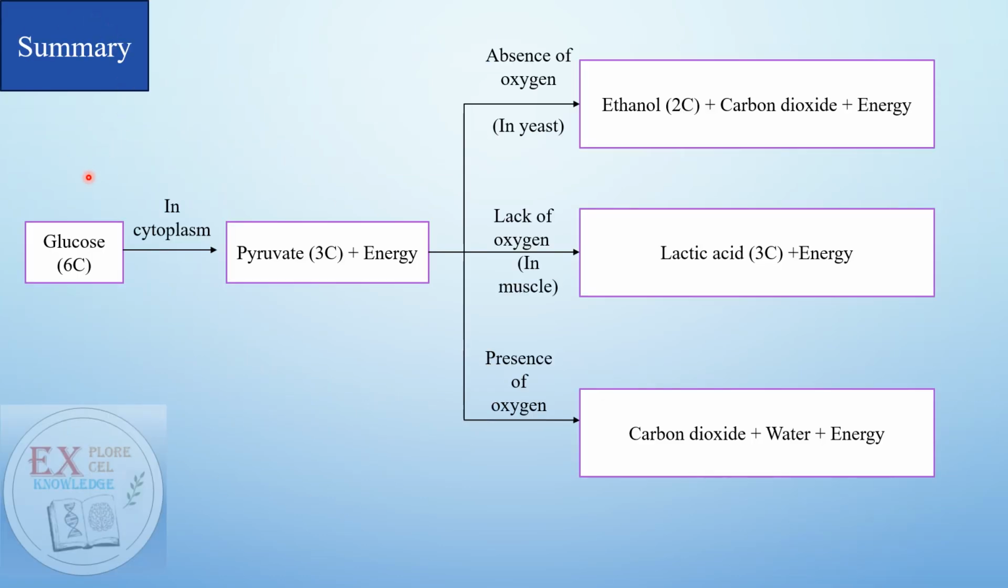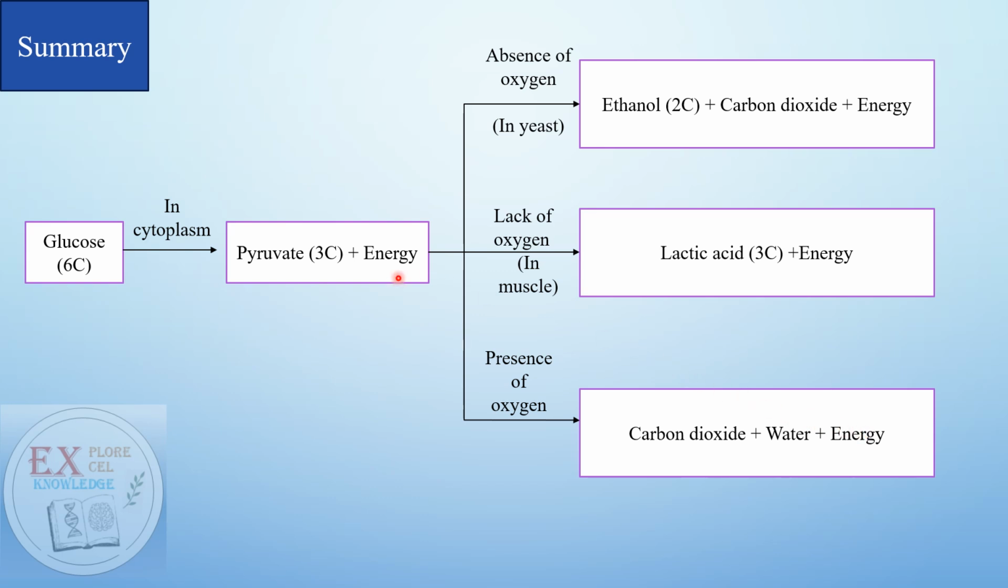To summarize it, glucose, a 6-carbon compound, is present in the cells. The oxidation of glucose to pyruvate by the process of glycolysis takes place in the cytoplasm of the cell. The fate of pyruvate formed during respiration depends on whether oxygen is present in the cells or not. If oxygen is present in the cell, then pyruvate is completely oxidized to carbon dioxide, water, and lots of energy is produced in the form of ATP.